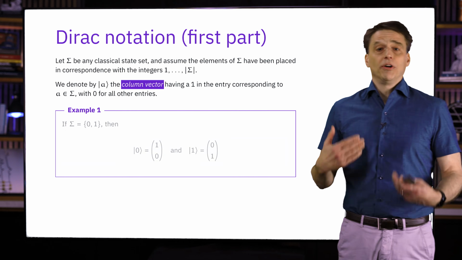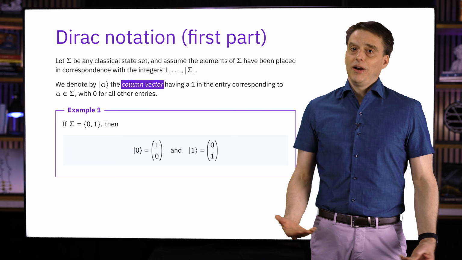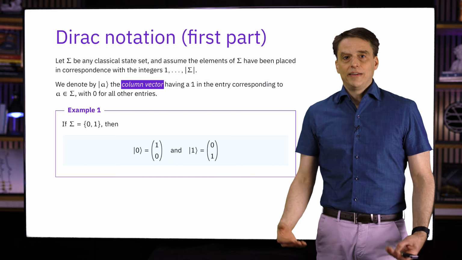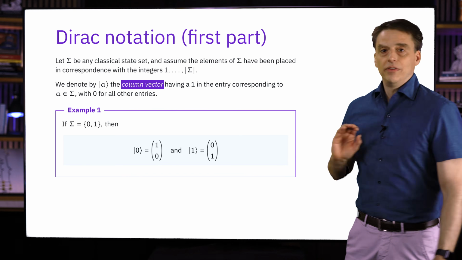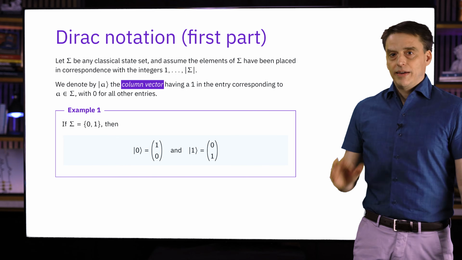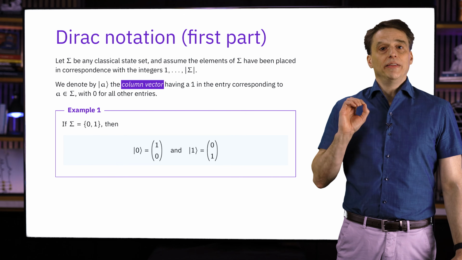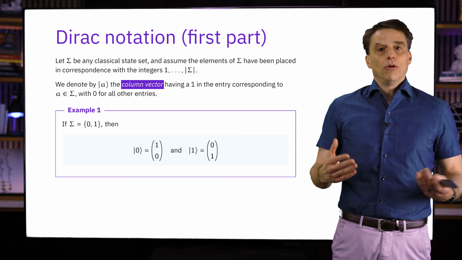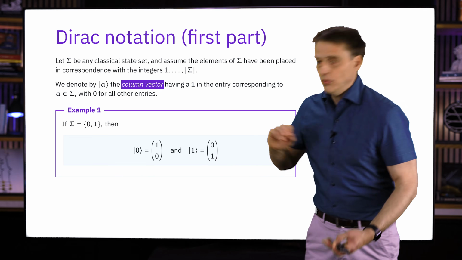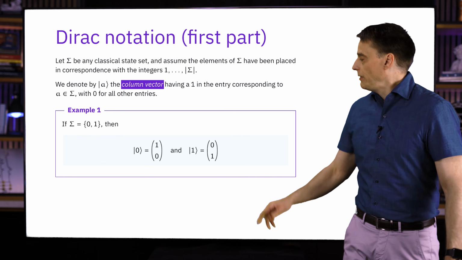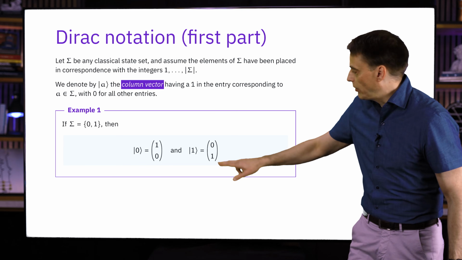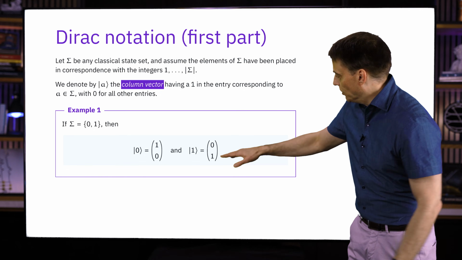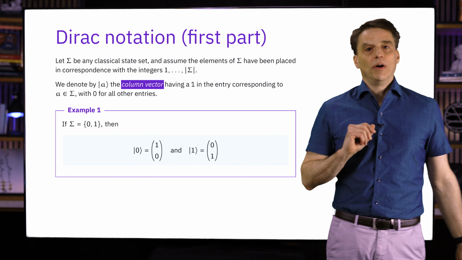For example, if we return to the binary alphabet, which, as you might have guessed, is a very important example that we'll return to again and again, then ket 0 and ket 1 are the vectors that are defined right here. Ket 0 is the vector that has a 1 in the entry corresponding to the classical state 0, which is the first entry, and a 0 for all other entries, and in this case there's only 1 other entry. Similarly, ket 1 is this vector right here, where we have a 1 in the entry corresponding to 1, which is the second entry, and a 0 for all other entries, which again is just 1 entry.